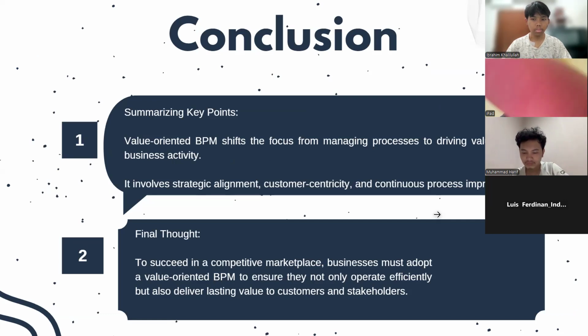The conclusion is that value orientation shifts the focus from managing processes to driving value in every business activity. It involves strategic alignment, customer centricity, and continuous process improvement. The final thought: to succeed in a competitive marketplace, businesses must adopt a value-oriented BPM to ensure they not only operate efficiently, but also deliver lasting value to customers and stakeholders.